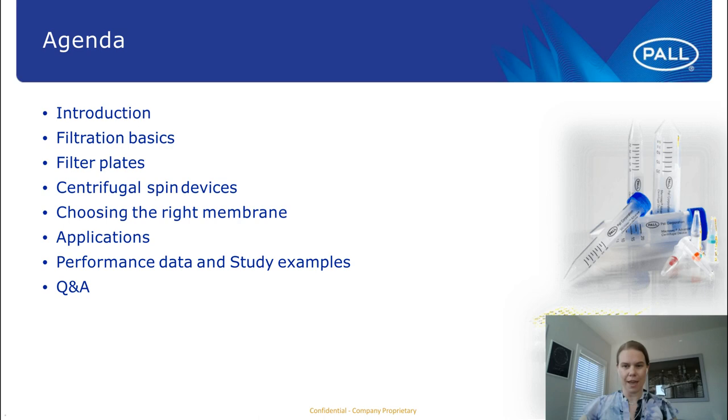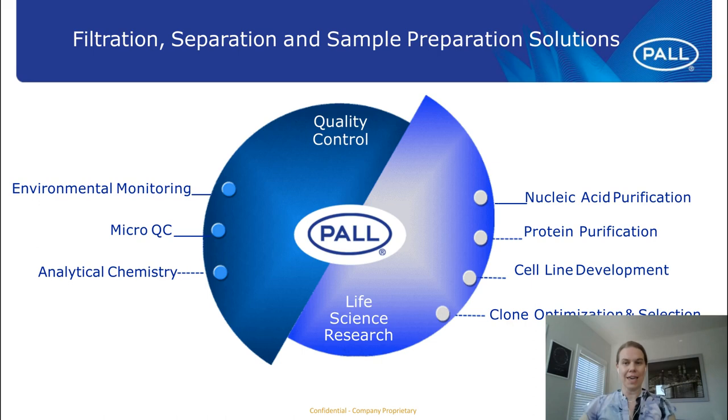So Pall Corporation, or Pall Labs, is a global company, and our expertise is in filtration, separation, and sample preparation solutions. Our products can be grouped into two major groups, which are quality control and life sciences research. When we talk about quality control, we are specializing in products for environmental monitoring, micro QC or sterility QC, as well as analytical chemistry or analytical QC for product validation.